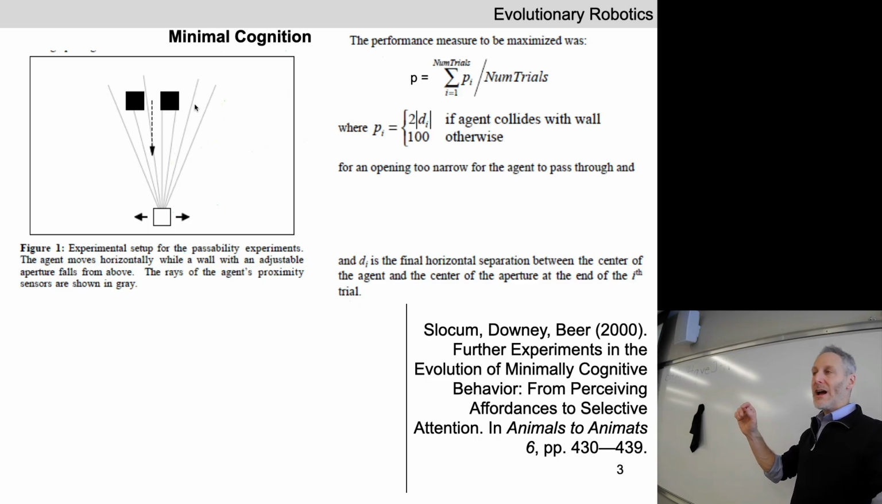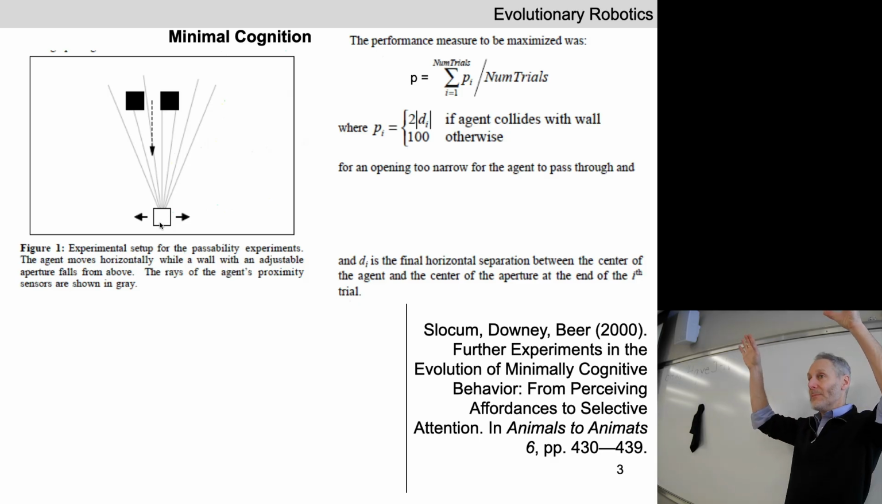During these different trials, it's going to be exactly the same CTRNN. We're going to put it inside the robot and start the simulation, but we're going to drop different pairs of objects. Some are too narrow for the agent to pass through, and some have a gap between them wide enough for the robot to pass through.